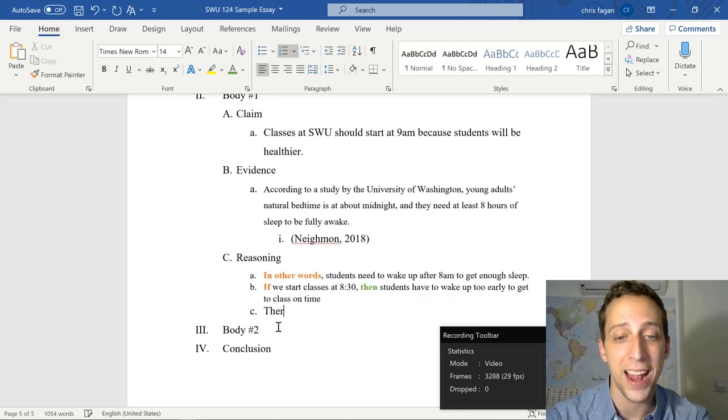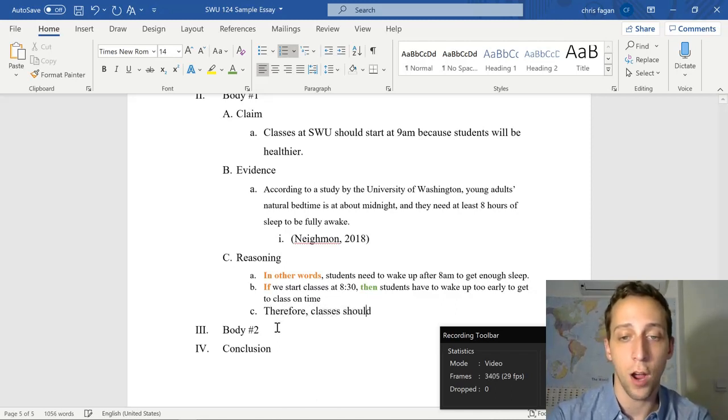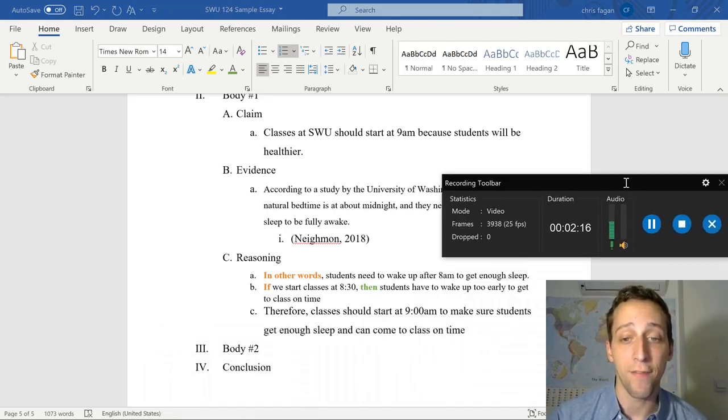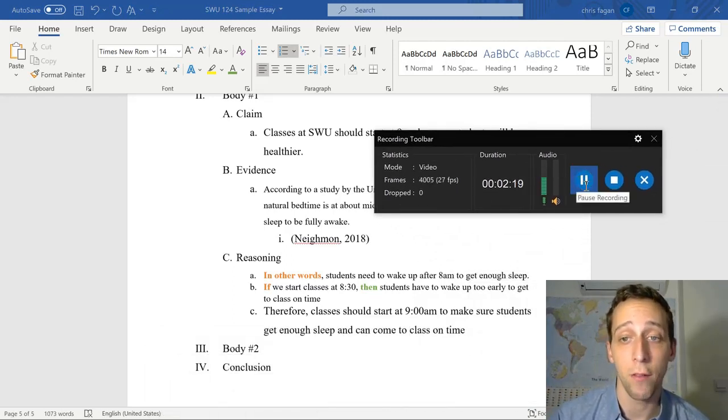And I'm going to use that keyword, therefore. Classes should start at 9 a.m. to make sure students get enough sleep and can come to class on time. Done. And there I now have my first body paragraph all planned out and ready to go.